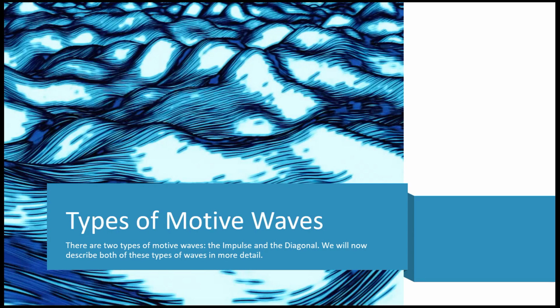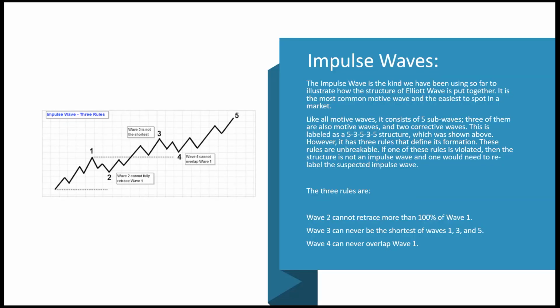Now, the first thing that was important that Elliott broke down is what we call motive waves. There are 2 types of motive waves, an impulse and the diagonal. An impulse wave is the kind that we've been using so far to illustrate how the structure of Elliott wave is put together. It's this push pattern, up, up, up, up, up. Like all motive waves, it consists of 5 subwaves. 3 of them are also motive waves, and 2 are corrective waves. In other words, inside of this main wave, you have 5 subwaves, 3 pushing up and 2 that are correcting down.